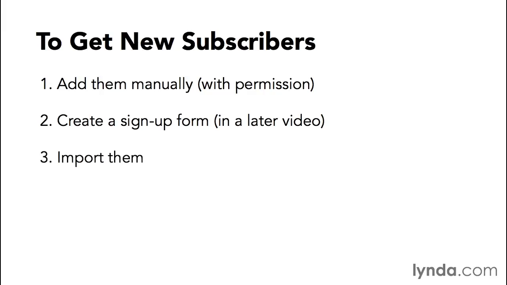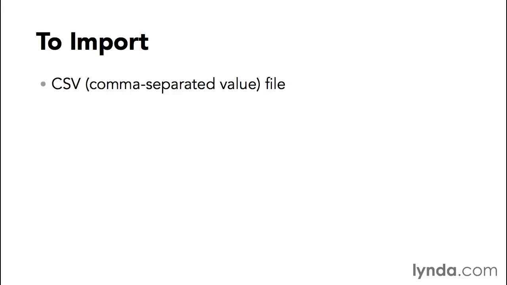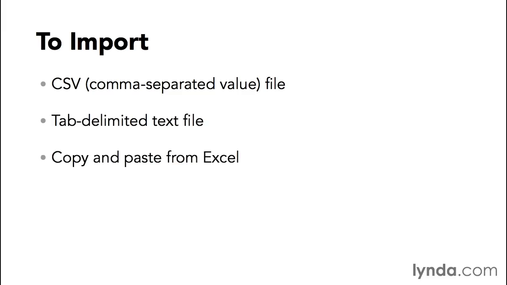You can import a list of subscribers that already opted in to receive emails from you. In this video, we'll show you how to add subscribers that you already have to your new list. When you import a list of subscribers, you have a number of options. You can import them from a CSV or a comma-separated value file. You can import them from a tab-delimited text file. You can copy and paste them from Excel. You can also directly import them from MailChimp integrated applications.